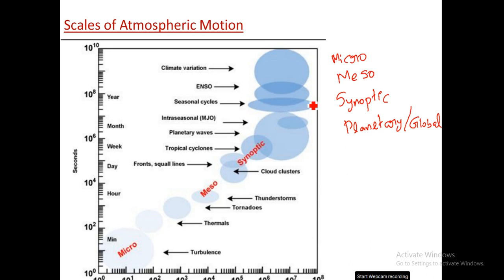Another phenomenon is known as ENSO. I don't know if you have heard about this. It is basically an oscillation in the atmosphere.